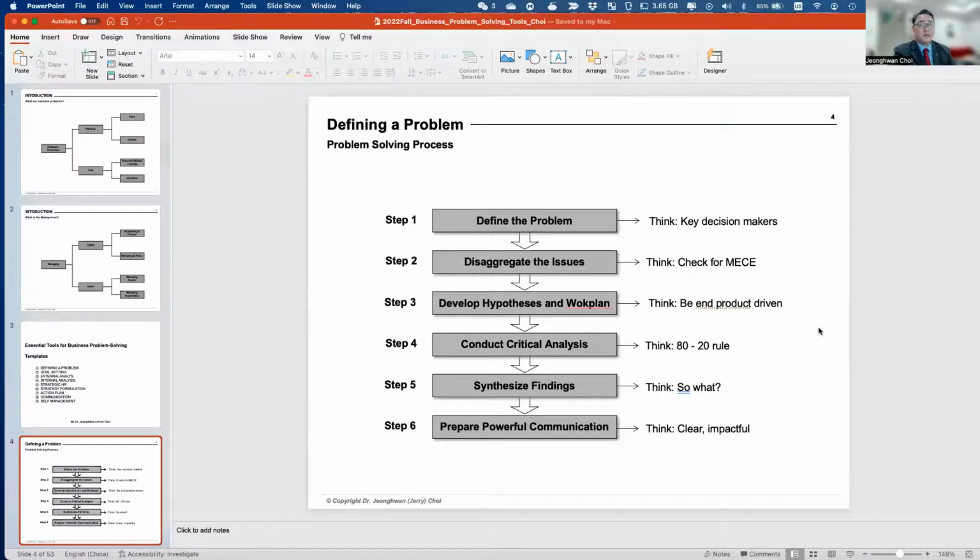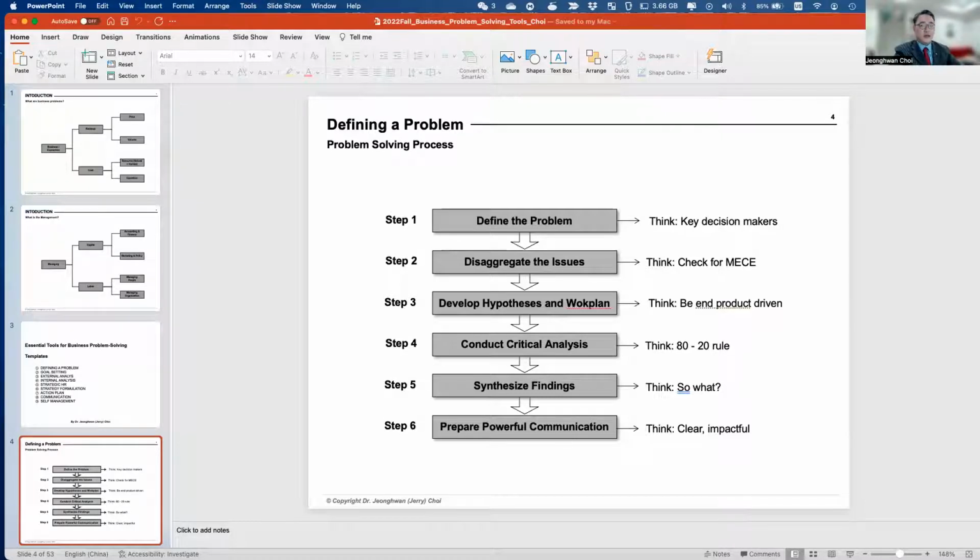When we set up the hypothesis and the work plan, we must think about the end product. What do you expect from this kind of hypothesis testing? What is the end result? What do you expect from this work? So we will talk about hypothesis and work plan.